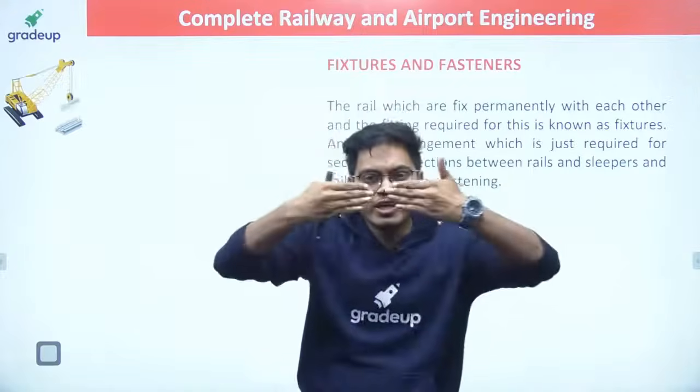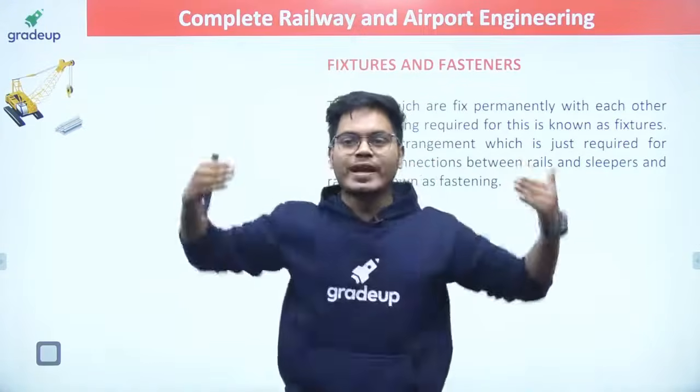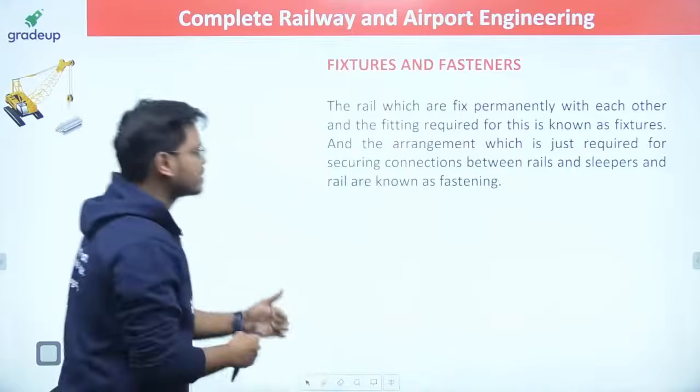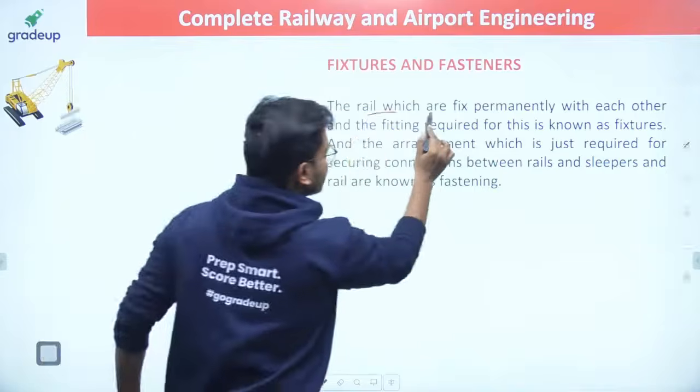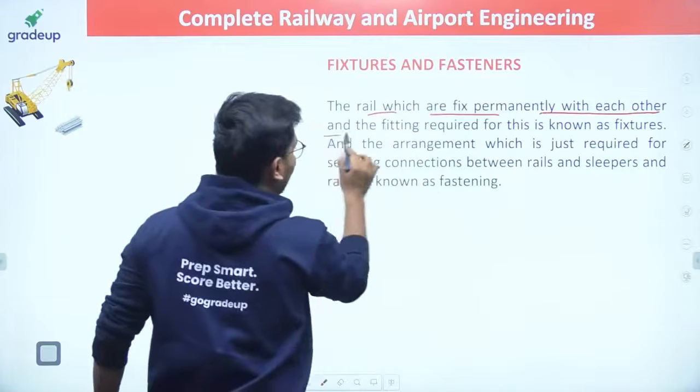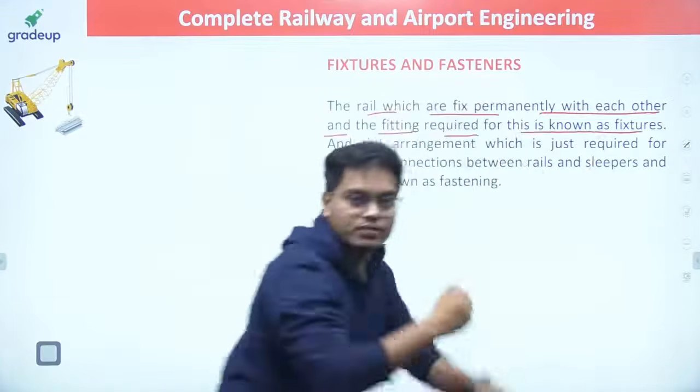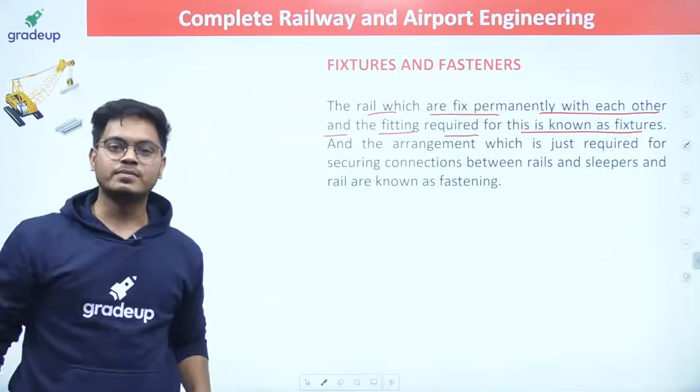So how to join two rails? We are going to join two rails with the help of, you can see here, the rails which are fixed permanently with each other, and the fitting required for this is known as fixtures. Simple as that. Okay, friends?